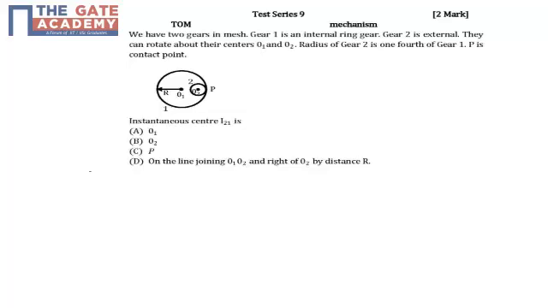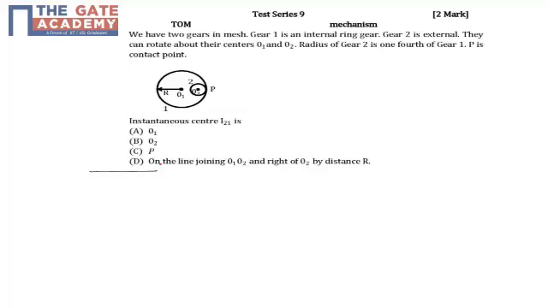Let's discuss a question on mechanism. This is a question from theory of machines. What is asked is you have two gears. One is an internal gear, the bigger one, gear 1, and gear 2 is the external gear. They are in contact at the point P.